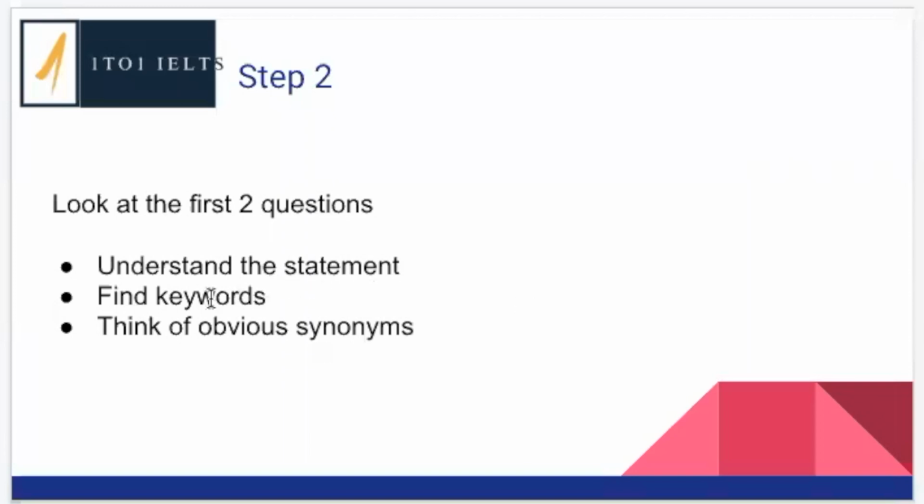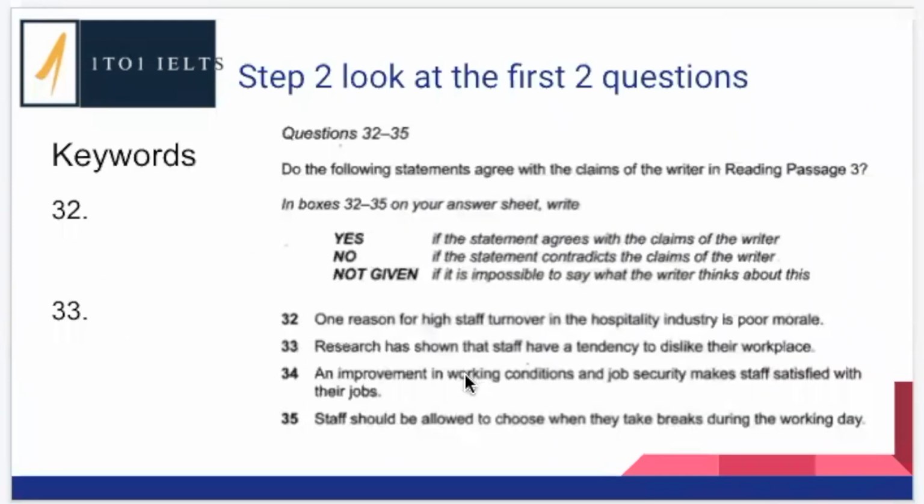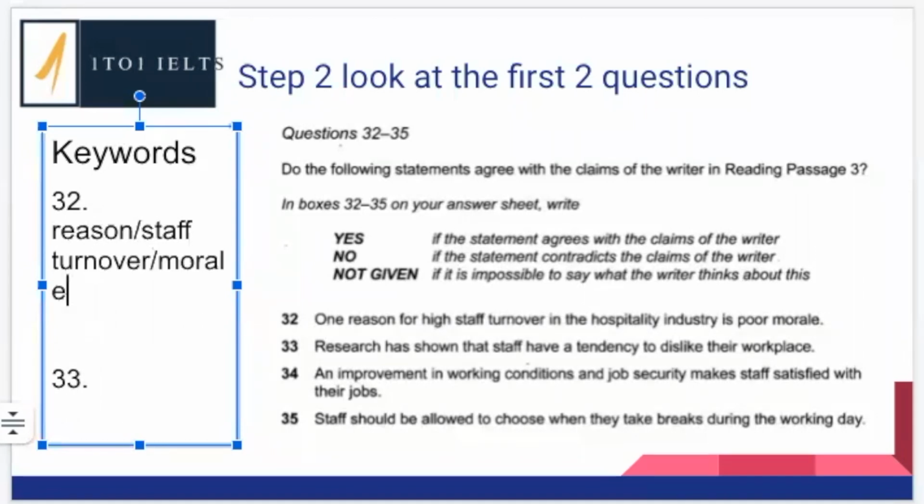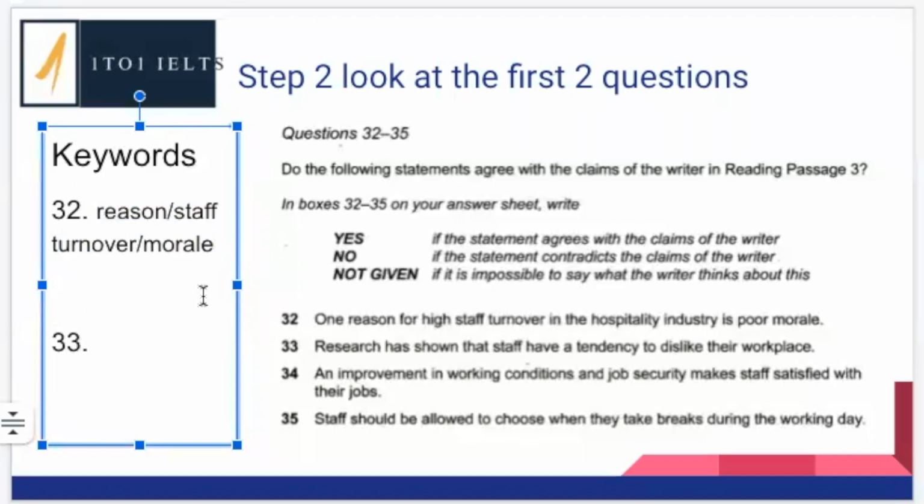We need to understand the statement, find keywords, and think of obvious synonyms. We're not going to spend too much time on synonyms. Keywords is the most important thing, but we are going to try and think of any synonyms that come to mind. So 32. One reason for high staff turnover in the hospitality industry is poor morale. So what do you think are important words here? Reason, staff turnover, morale, yep. Hospitality, I think, industry is also important.